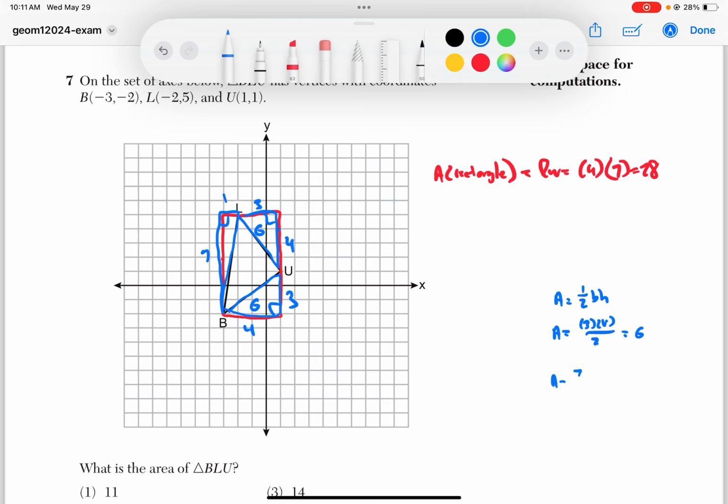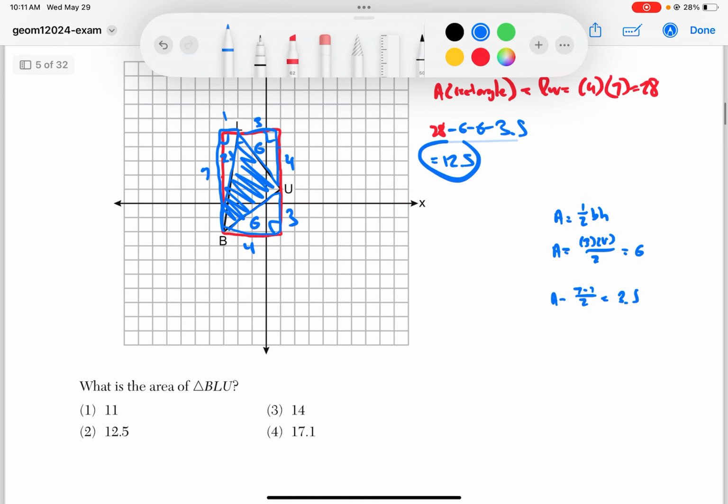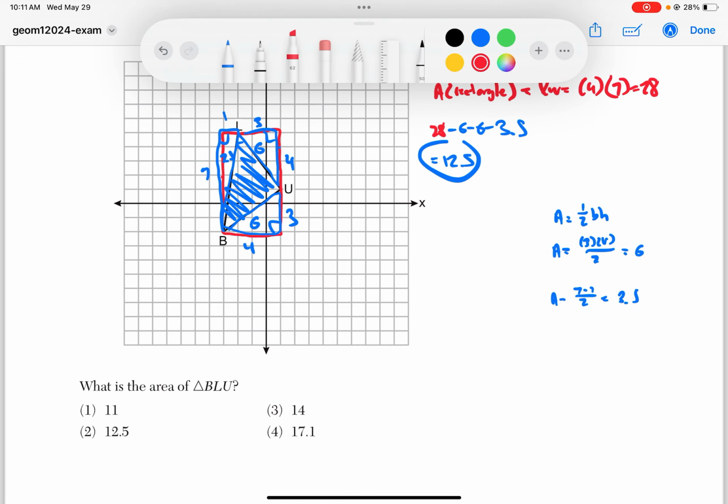So 7 times 1 over 2 is 3.5. Right? And if I take the rectangle and take out the triangles, I will be left with the triangle that I actually want in the first place. So I can take 28, subtract 6, and subtract 3.5. You are left with 12.5. And that is the answer.